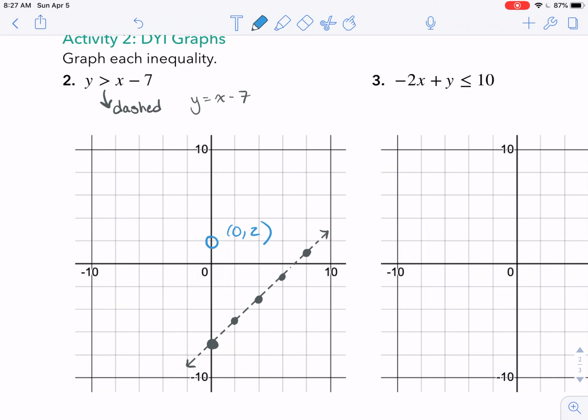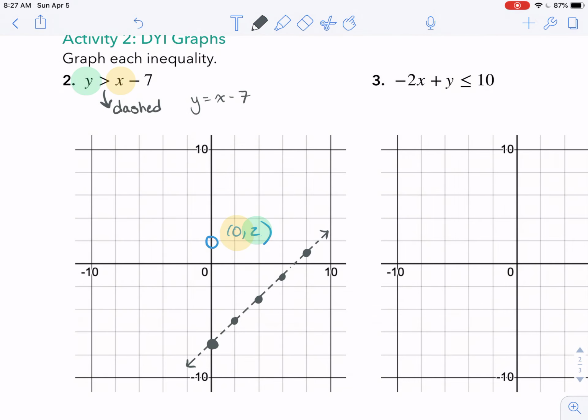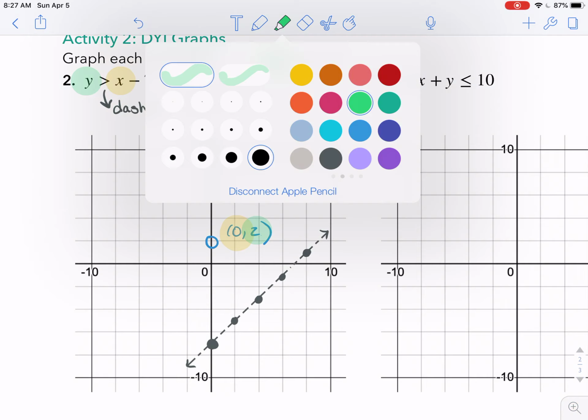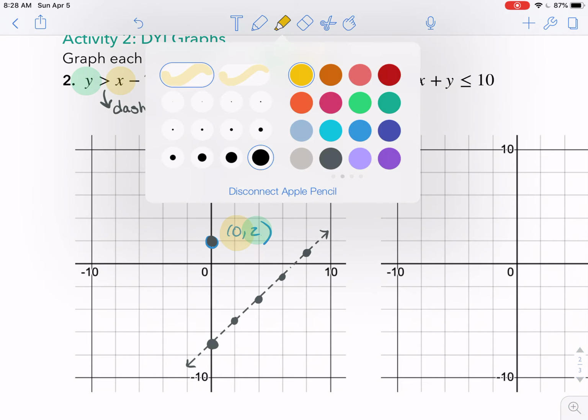So let's find out. We're going to take our 0, because that's our x-coordinate, and plug that in for x in our inequality. And then we're going to take our 2, our y-coordinate, and plug it into our inequality. So we want to see, is it true that 2 is greater than 0 minus 7? Again, plugging in 2 for y and 0 for x. Well, 2 is greater than negative 7, so yes, this is true. Because this point makes the inequality true, that's the side of our graph that we want to shade.